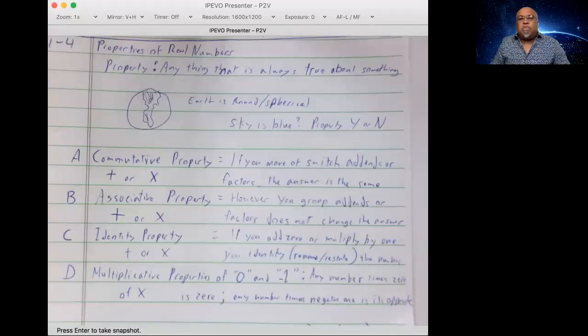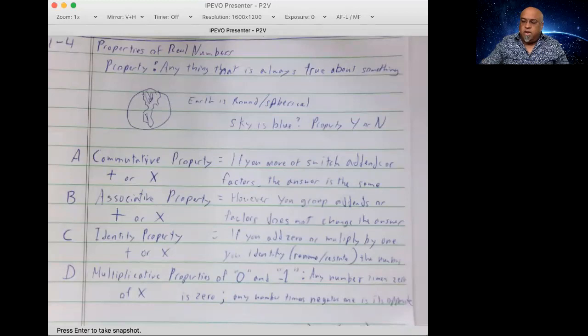Okay, lesson 1.4 is on the properties of real numbers. Now, let's go over the word property. In English, property means something that you own, like that pencil is my property or that phone is my property. We use the word property to mean real estate or land that people own as well. That's not what I'm talking about here.